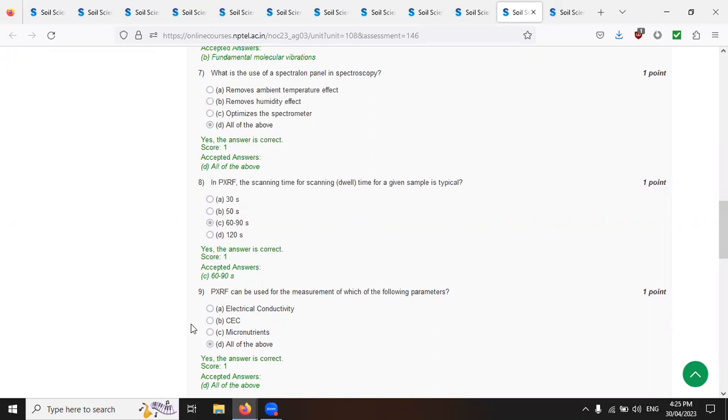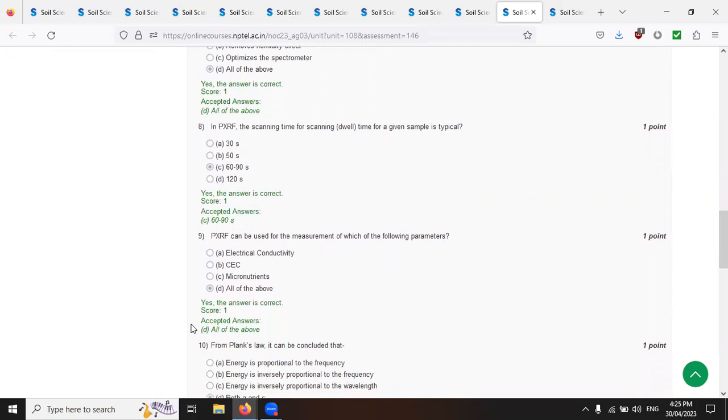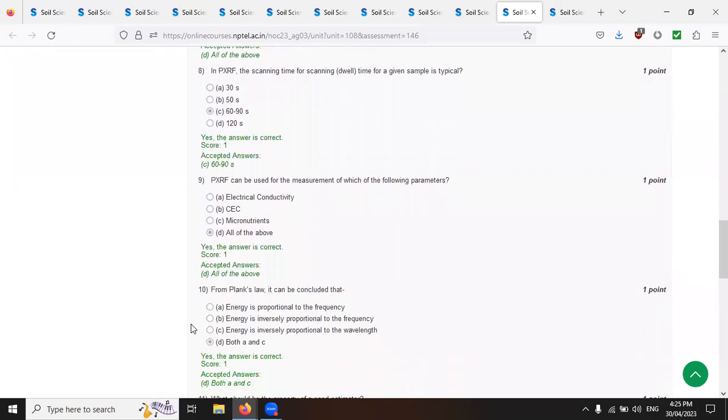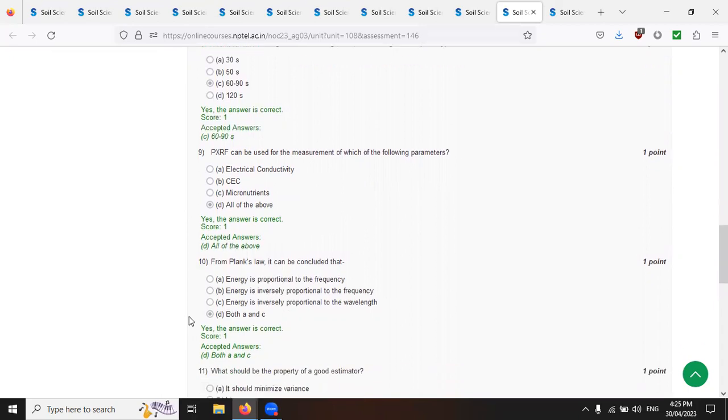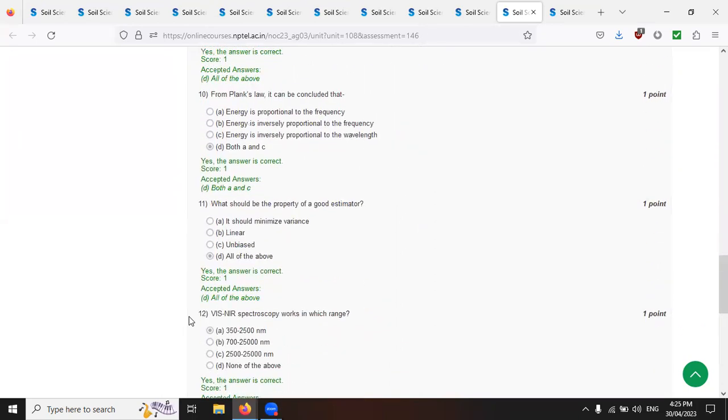Everything except, what does it do? The soil organic carbon. That's about it. Oh, I can do everything else though. From Planck's law, it can be, yeah, I want one of them. I haven't got one. They're only 30,000 or 27,000 US dollars, I think. From Planck's law, it can be concluded that, and it's both A and C. I have to wrap this up.